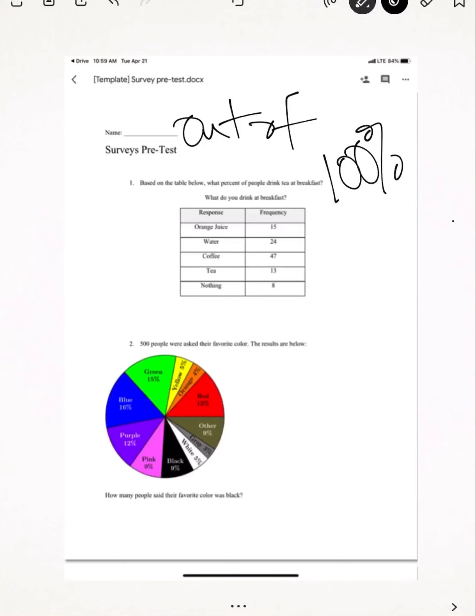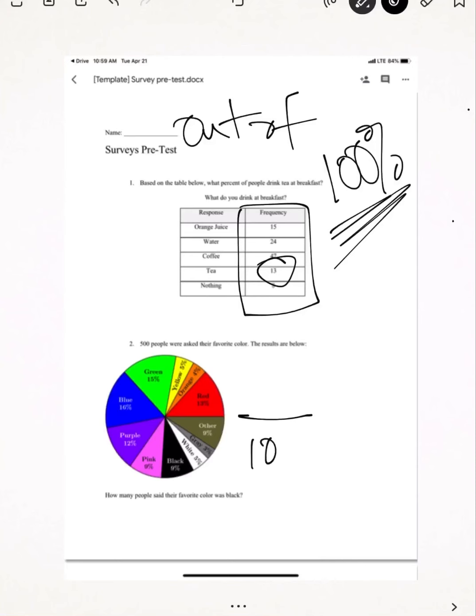Okay, so we're going to set up our standard scenario. We see 13 people drink tea at breakfast. Now, what is my 100%? Well, my 100% is everybody that was surveyed. So I need to set up my ratio. My ratio is 100%, we don't know what percentage out of that. I know that 13 people drink tea, and it's going to be out of my total, my 100%.